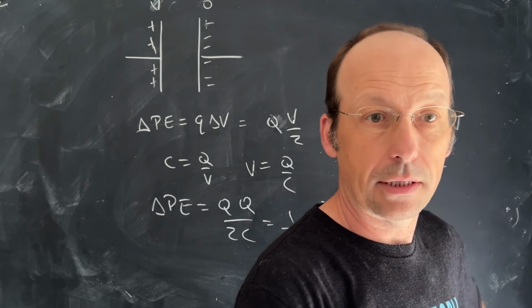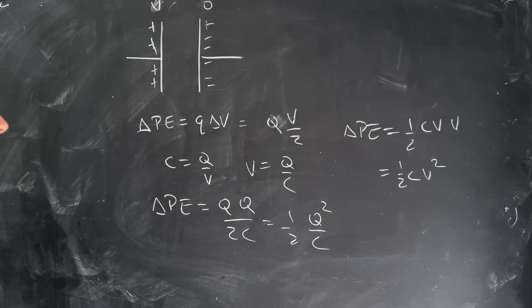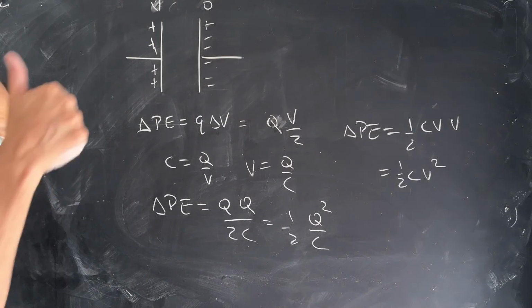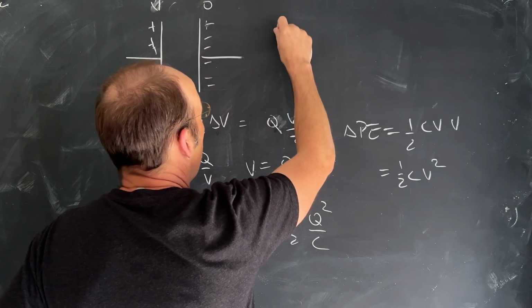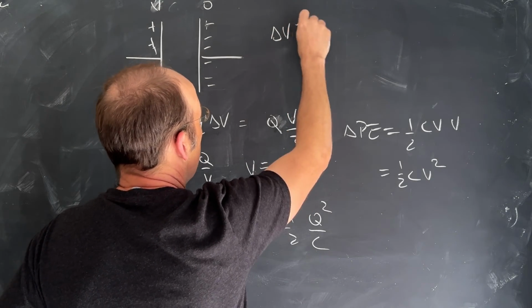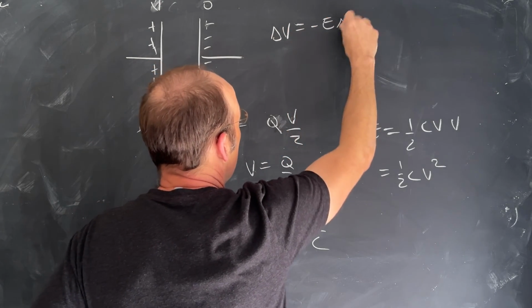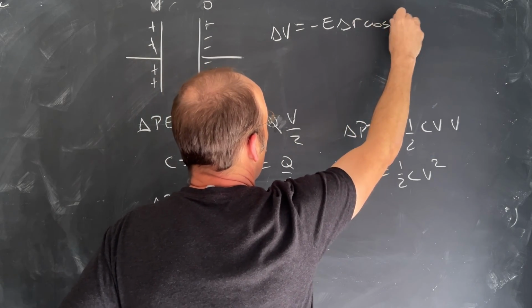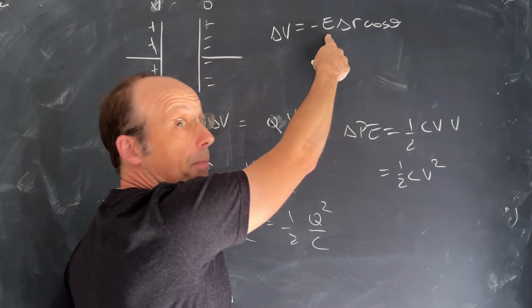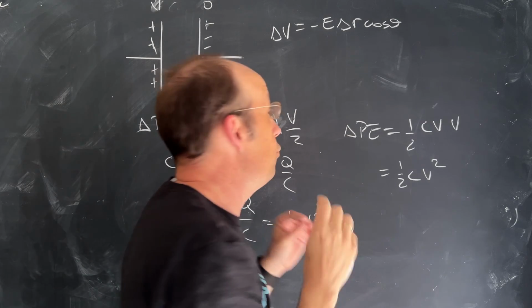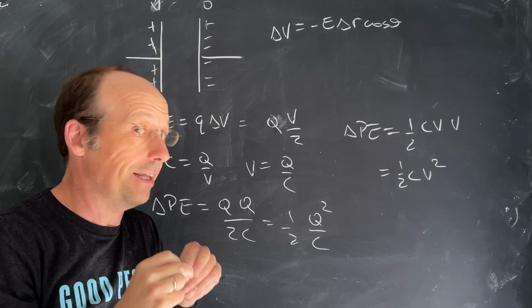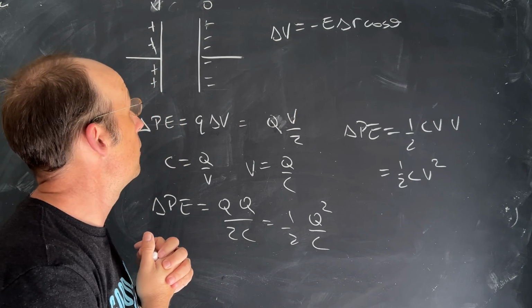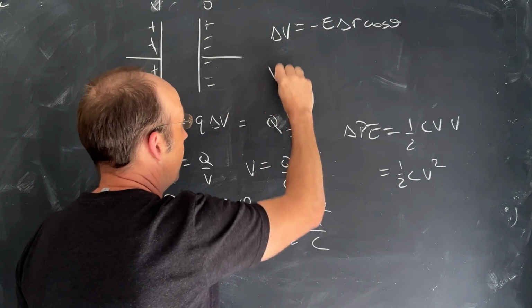Okay, that's it. Electric potential. I think the most important thing to summarize is this. Delta V is negative E delta r cosine theta. The change of potential depends on the electric field. Do not confuse electric field and electric potential. They're not the same thing. Okay. Also, don't forget this.